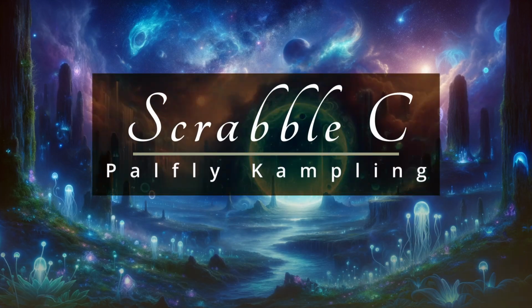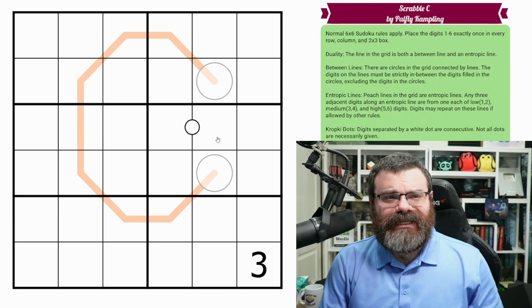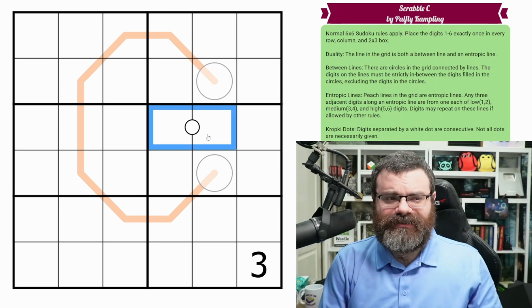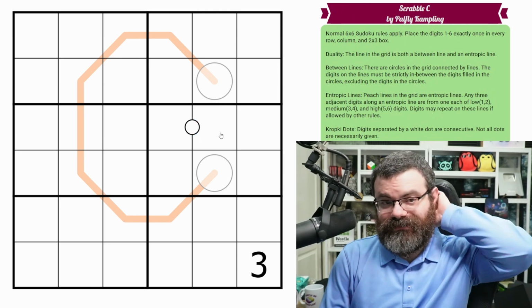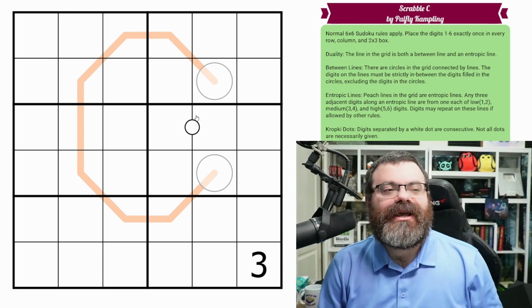Hello, let's continue our Sudoku adventure with Scrabble C by Palfly Kampling. So, it looks like there's a lot of rules, but I don't think it's too bad, especially this one crop key dot here. We have a whole rule for that, but anyway, let's go over them.